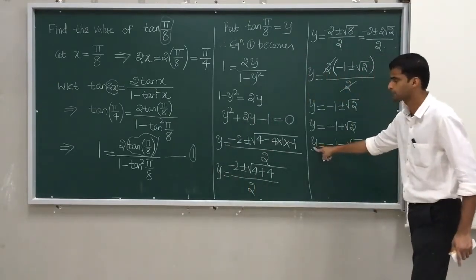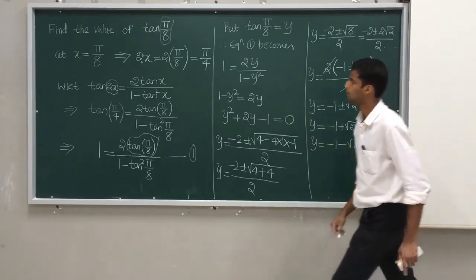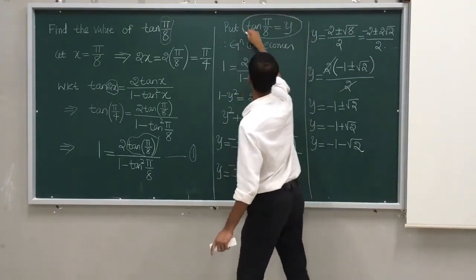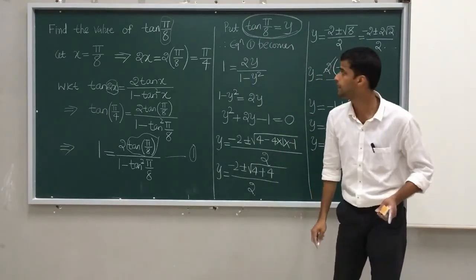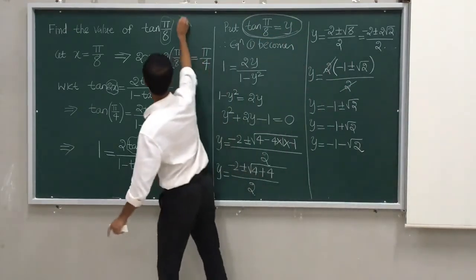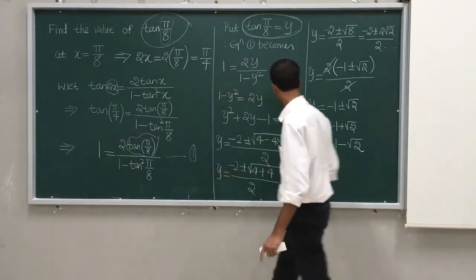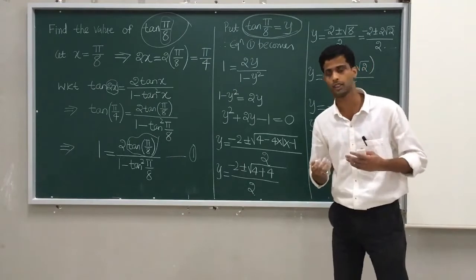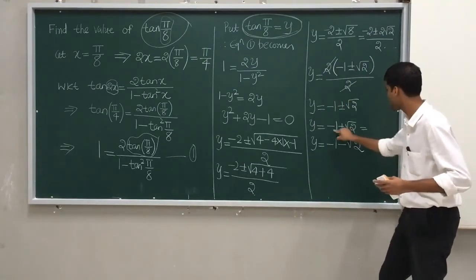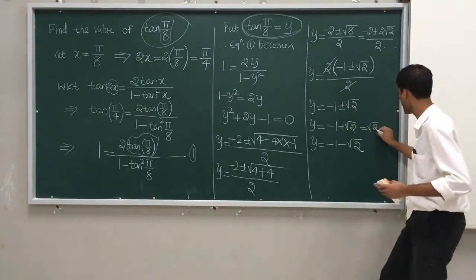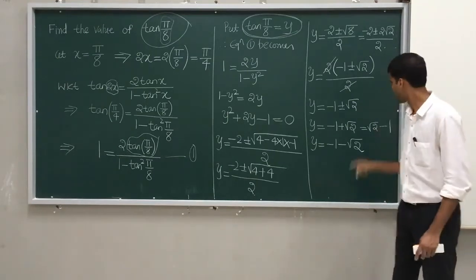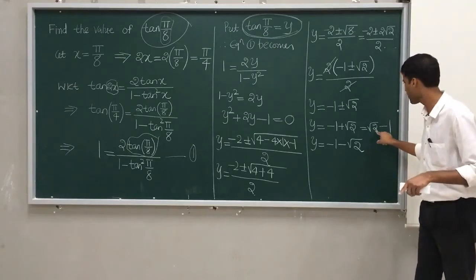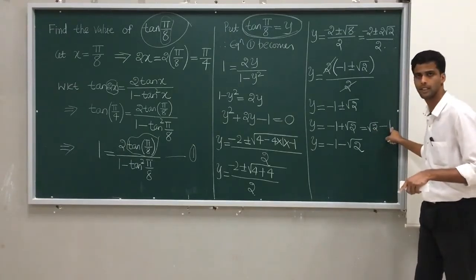But what is y equal to? Y is nothing but tan pi by 8, right? My aim is to find the value of tan pi by 8, which is in front of me. But which value do I need to choose? I can rewrite -1 + √2 as √2 - 1. If you check √2 in a calculator, it is somewhat 1.41. 1.41 minus 1 is 0.41.